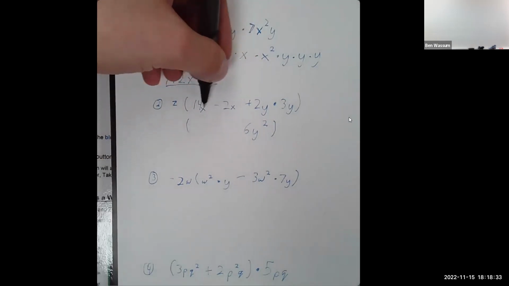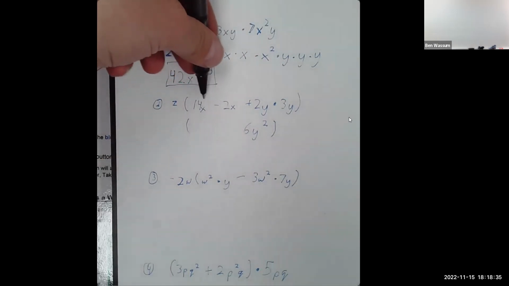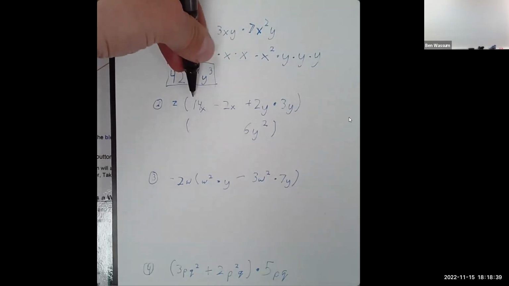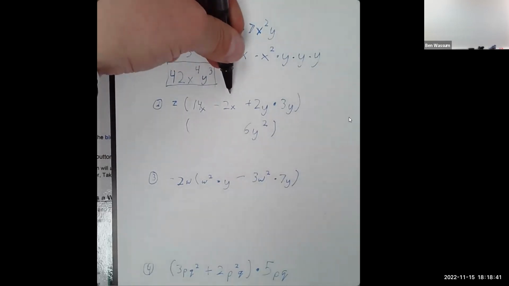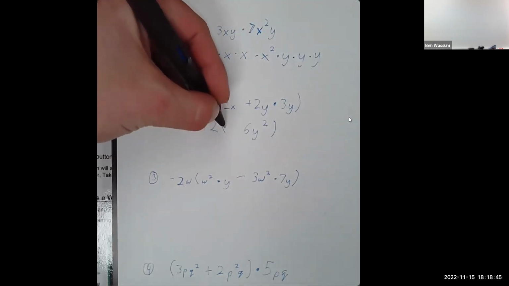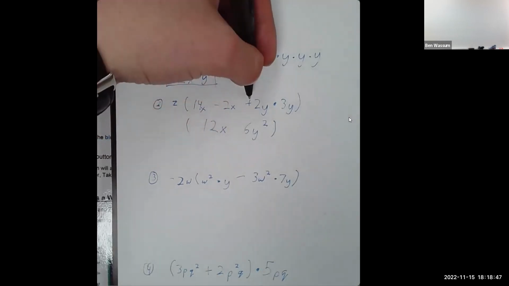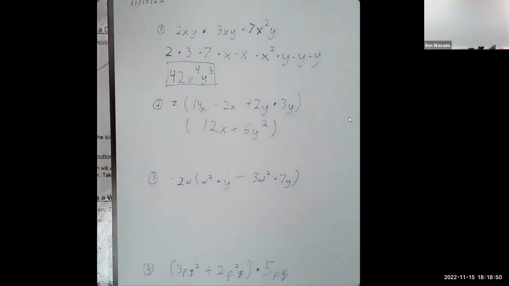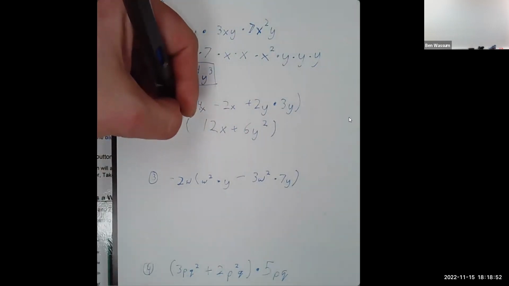And then I got these two guys, but these two are like terms, right? These two guys will go together pretty nicely. I have 14x minus 2x. 14 minus 2 is 12, so we have 12x. There's a plus between these, so there's still a plus between these. There's still that z out front.